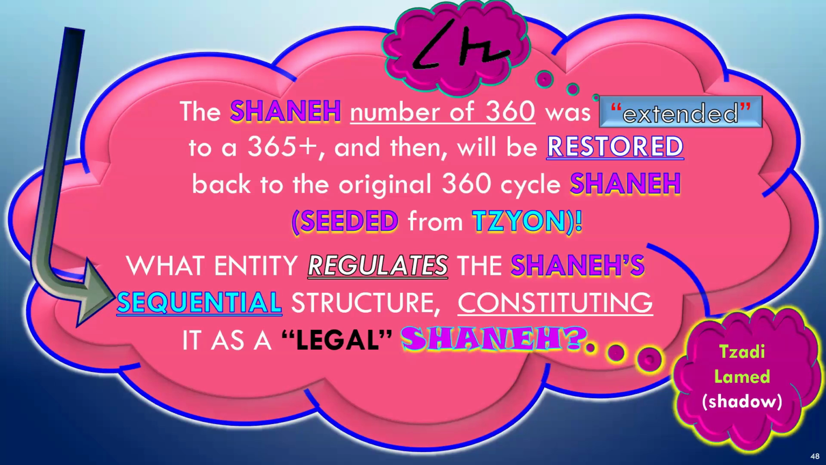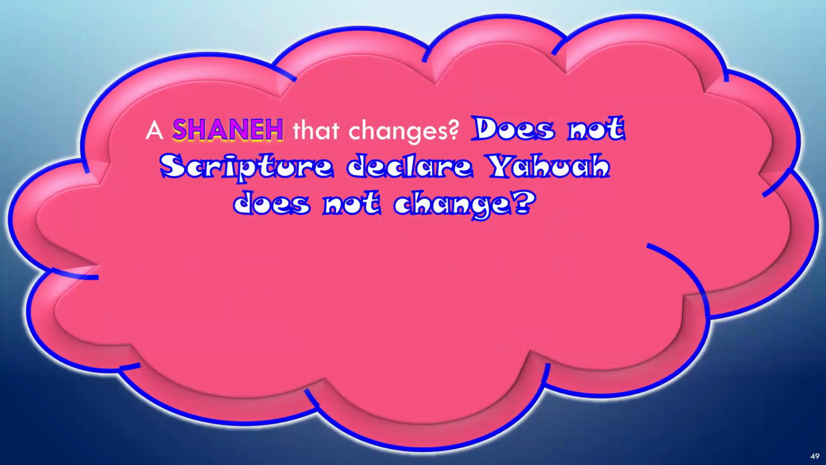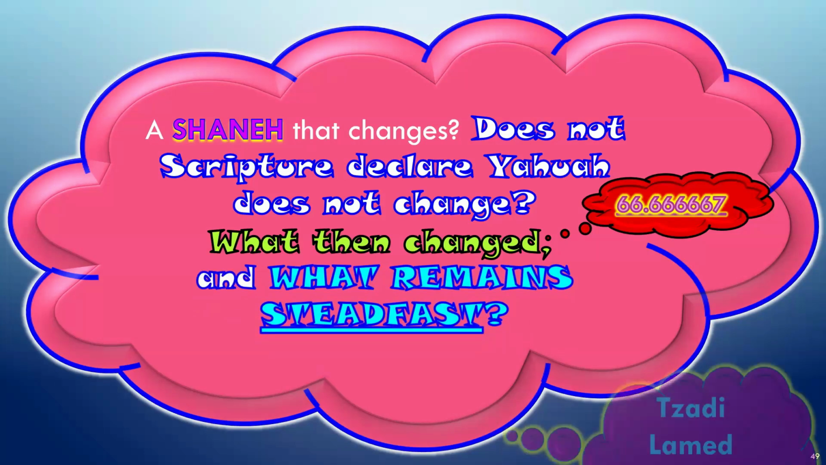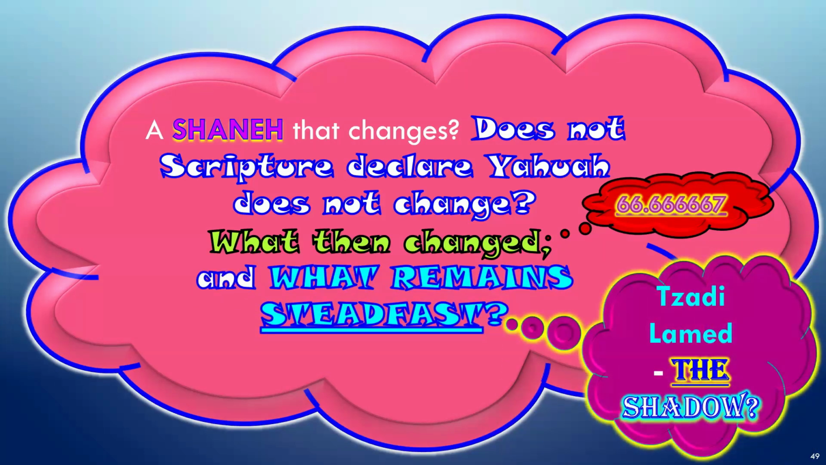Could it be the Tzadi Lamed shadow, the 120? A Shanay that changes? Does not Scripture declare Yahuwah does not change? What then changed and connected to man? And what remains steadfast? The Tzadi Lamed, the shadow. Is that what remained?